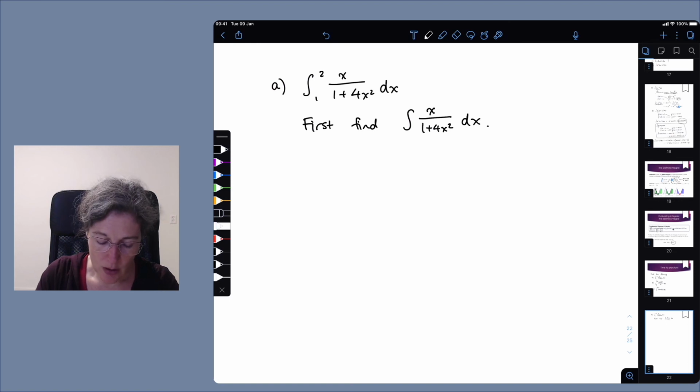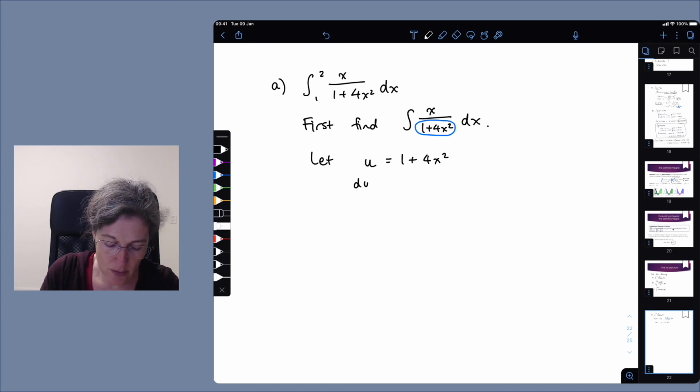Well, if we have a look at this, notice that in the denominator I've got a 1 plus 4x squared, and if we took the derivative of that, I'd end up with some constant times x. So it certainly looks like this could work for substitution. Let's give it a try. So I'm going to say let u be 1 plus 4x squared.